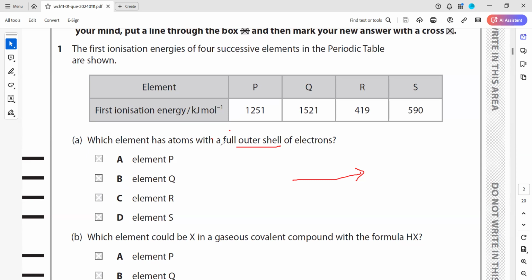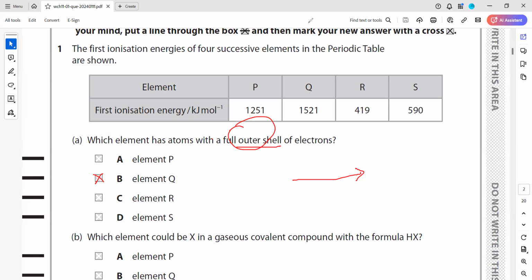So which element has a full outer shell? The one which requires the most energy, and that is Q. So B will be the right answer, because if it has a full outer shell, it needs the maximum amount of energy to remove an electron from it.